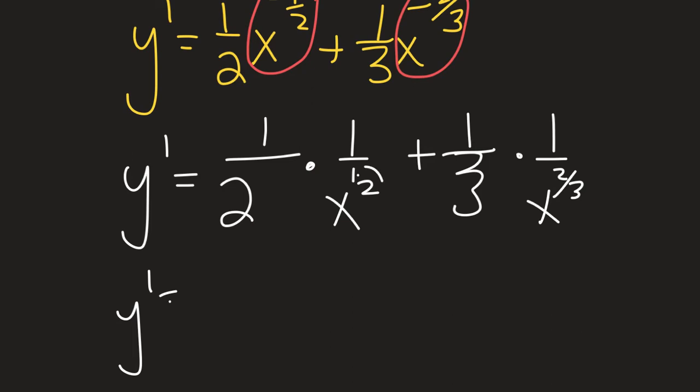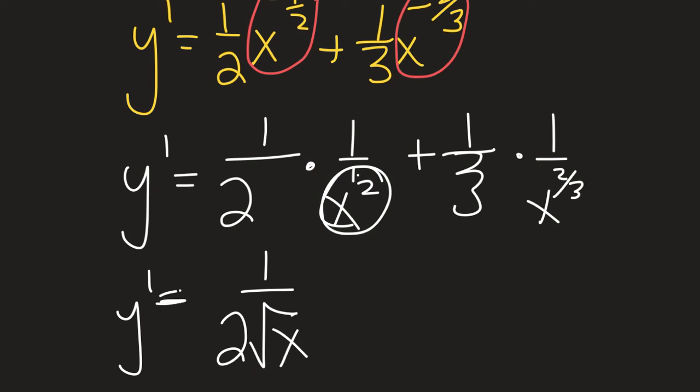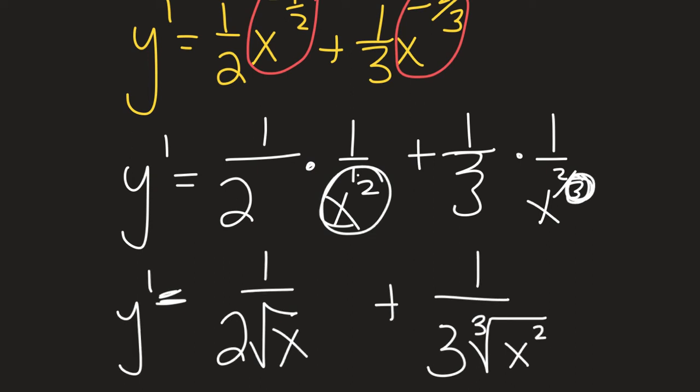Okay, so once again, I'm going to change my x to the 1/2 back into a radical, 2 root x. It just looks nicer in the denominator than an x to the 1/2, plus 1 over 3. Now, we still have a 3 in the denominator of the fraction, so that's going to be our root, and x squared is going to be the power.